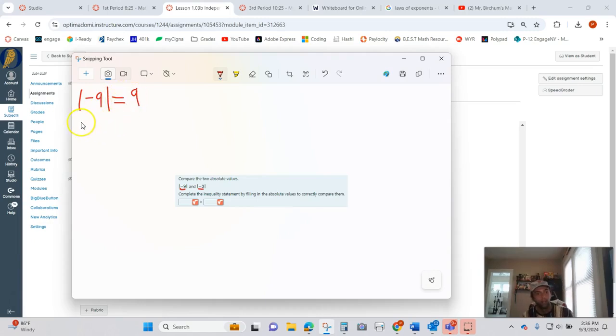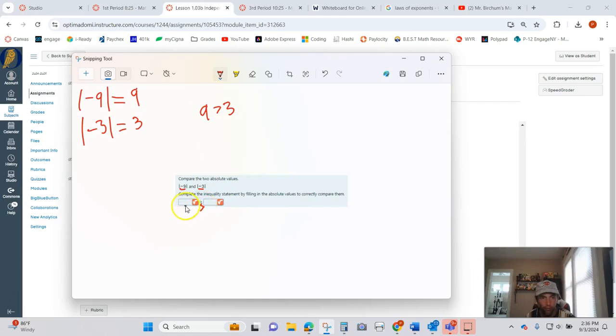So what's the absolute value of -9? Positive 9. The absolute value of -3 is similar. It's positive 3 because -3 is 3 units away from 0. Yes, 3 units to the left, but still 3 units. Which one of these is bigger? 9 or 3? Yes, 9 is bigger. 9 is bigger than 3. So it looks like our alligator mouth is eating this way.